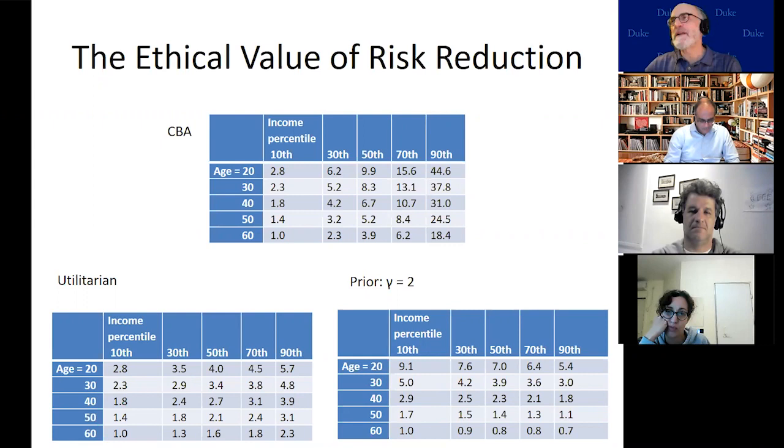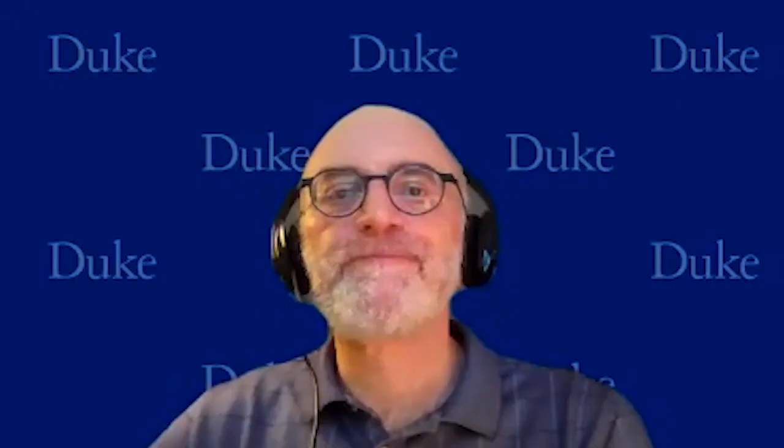So this is a long-winded way of saying there's a lot of relevance. Indeed, I think COVID shows exactly how these risk, income, and risk allocation methodologies are very, very relevant. Thank you, Matthew.